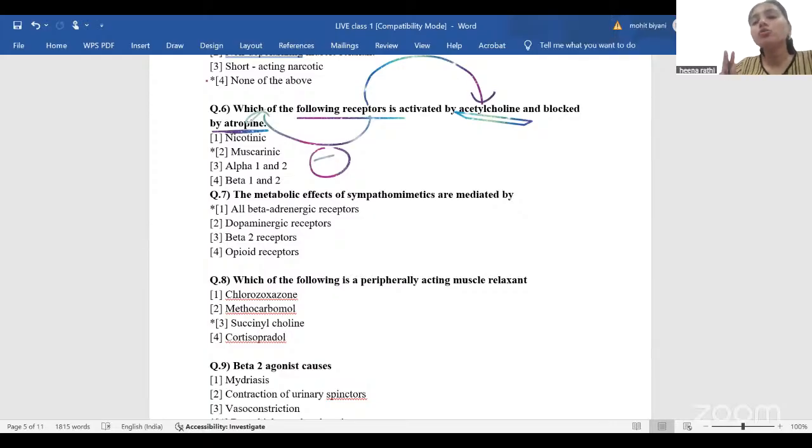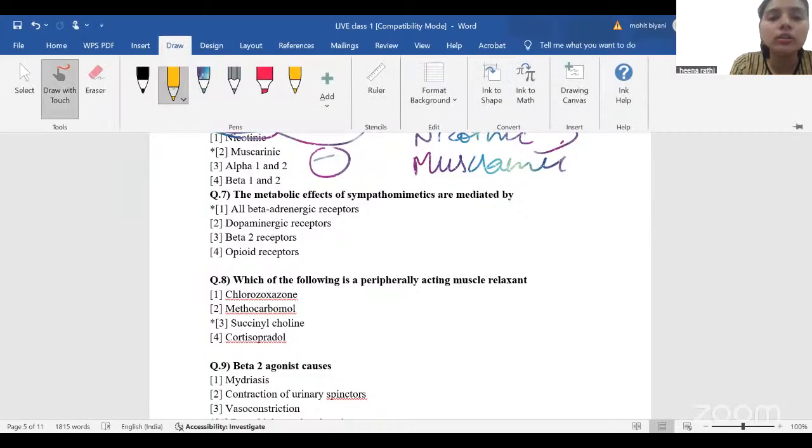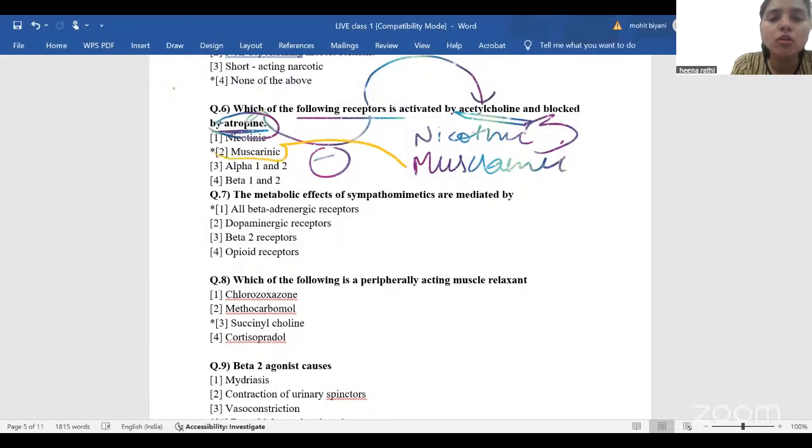There are two types of receptors for acetylcholine, the nicotinic receptor and the muscarinic receptor. These two receptors are activated by acetylcholine. But for the blockage, atropine is going to have the effect only and only on the muscarinic receptor. Because atropine is a muscarinic receptor antagonist, the muscarinic receptors are blocked by atropine. So the answer is 2, muscarinic.